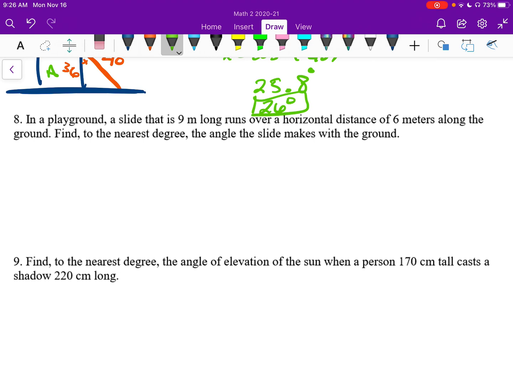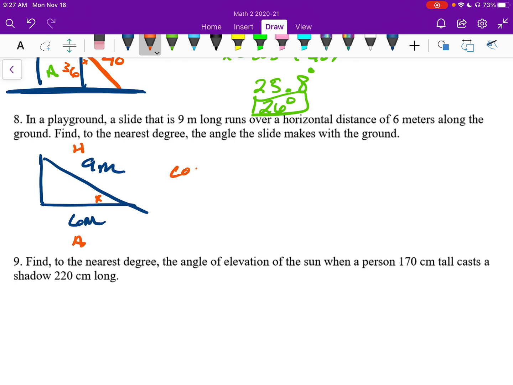In a playground, a slide that is 9 meters long runs over a horizontal distance of 6 meters along the ground. Find to the nearest degree the angle the slide makes with the ground. So we've got our slide that is 9 meters long, runs along the ground 6 meters. There's our x, adjacent, hypotenuse. So cosine of x is 6 over 9. X is cosine inverse of 6 over 9, which gives me 48.2. I'm supposed to round to the nearest degree, so I'll say 48 degrees.